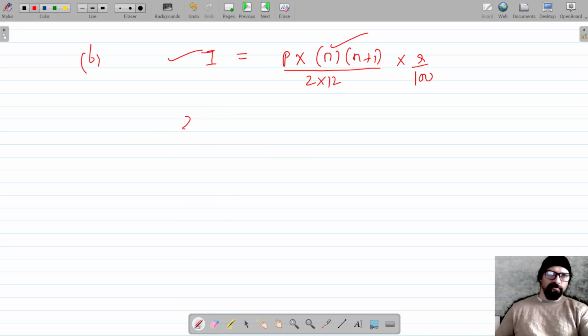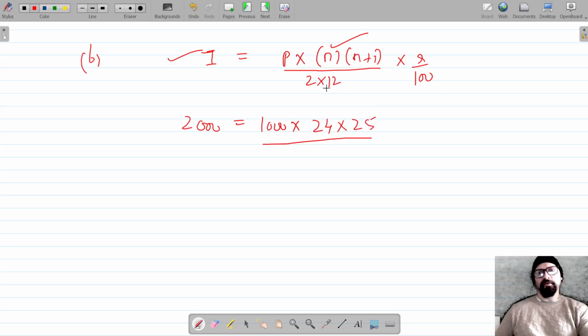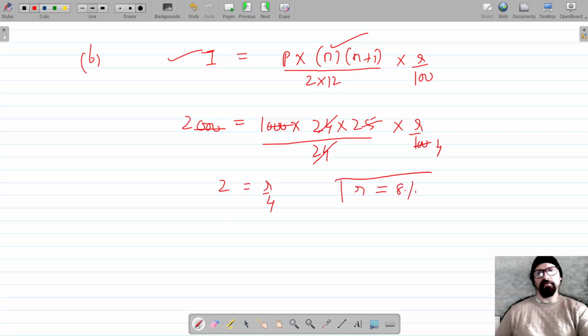Let me just put in the values once again. So interest earned was 2000, principal per month is 1000, and number of months is 24, number of months plus 1 is 25, on this is 2 into 12, number of months divided by n into R by 100. So 25 fours are 100, this gets cancelled, 3 zeros get cancelled. So we have 2 is equal to R by 4, which gives me our rate of interest is equal to 8%. So 8% is the rate of interest.